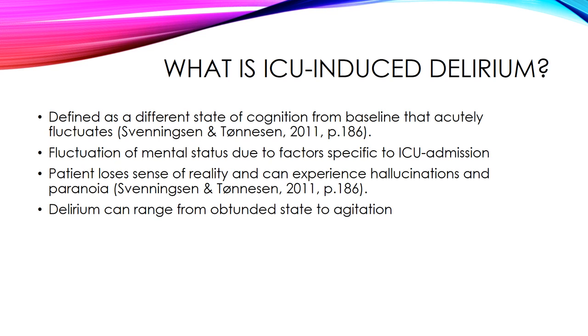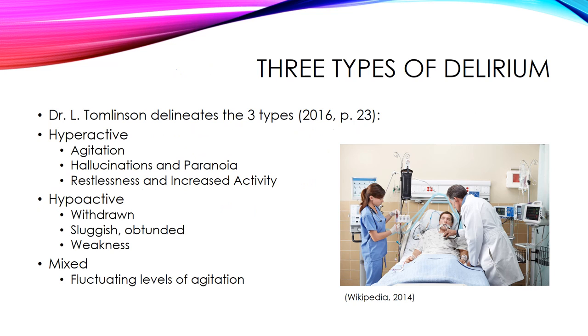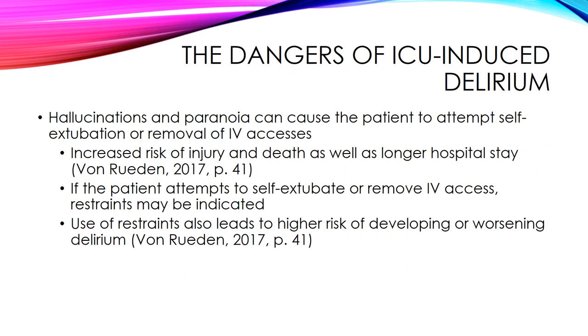Patients can lose a sense of reality and experience hallucinations and even paranoia, but their delirium can also be obtunded and fluctuate between obtunded and agitation. There are 3 different types of delirium. There's hyperactive, where the patient is very active, agitated, and they can experience hallucinations and paranoia. There's hypoactive, where the patient is sluggish and obtunded and difficult to arouse. And then there's mixed, where the patient can fluctuate between a hypoactive state and a hyperactive state.